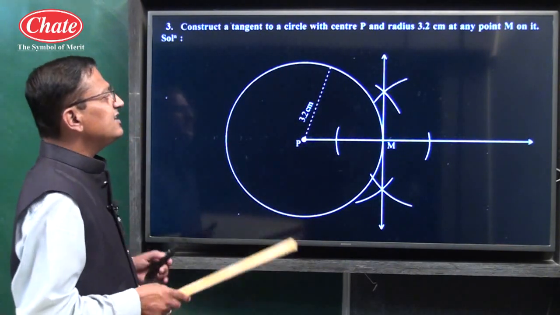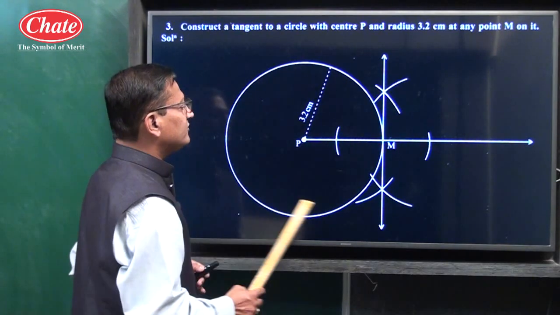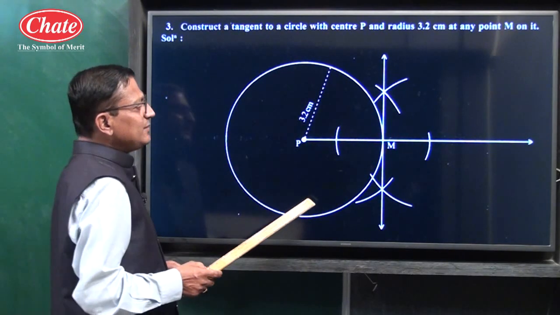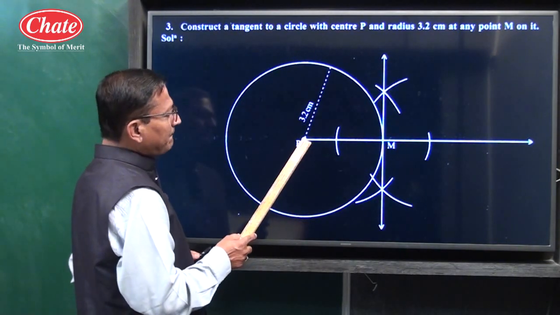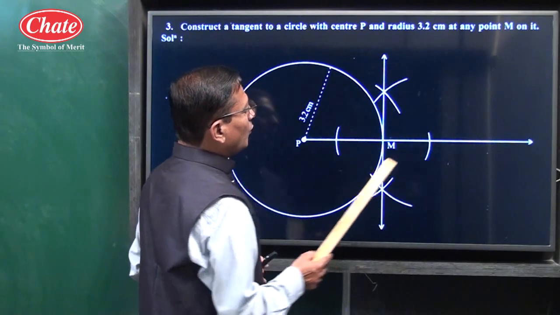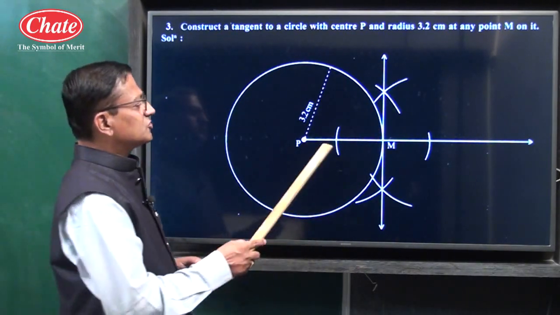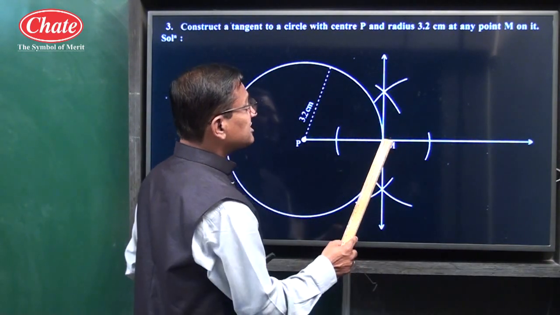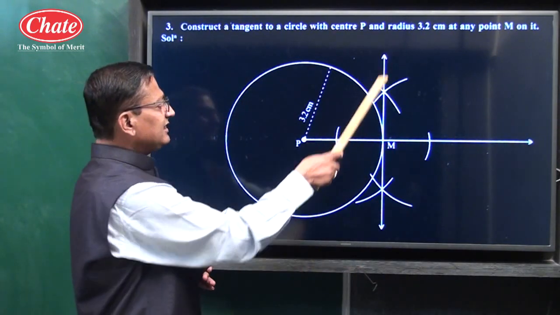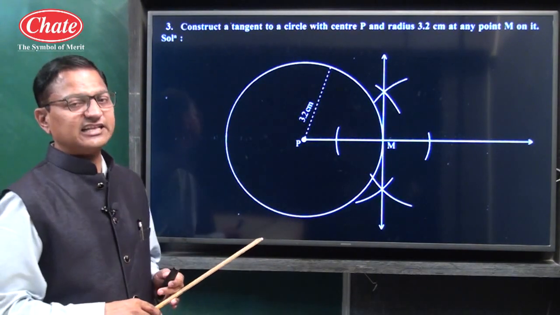So simple it is. First, draw a circle with radius 3.2. Take any point M on it. Draw a ray from P, passing through M, and draw a line perpendicular to this line and passing through M. The given line is a tangent to the given circle.